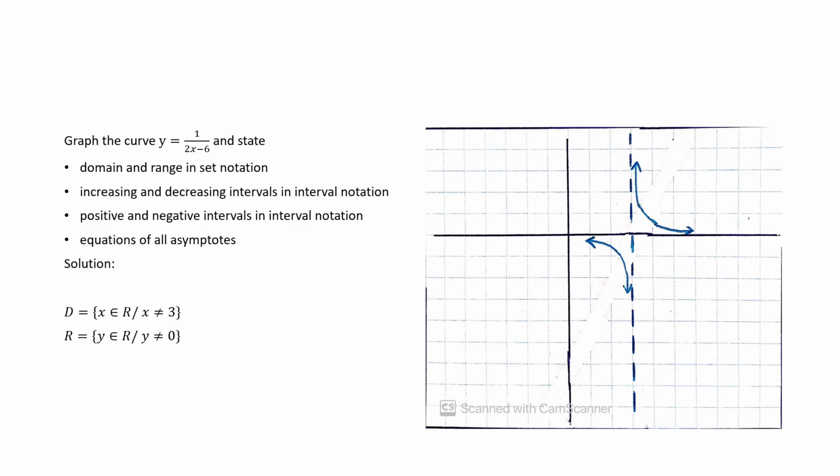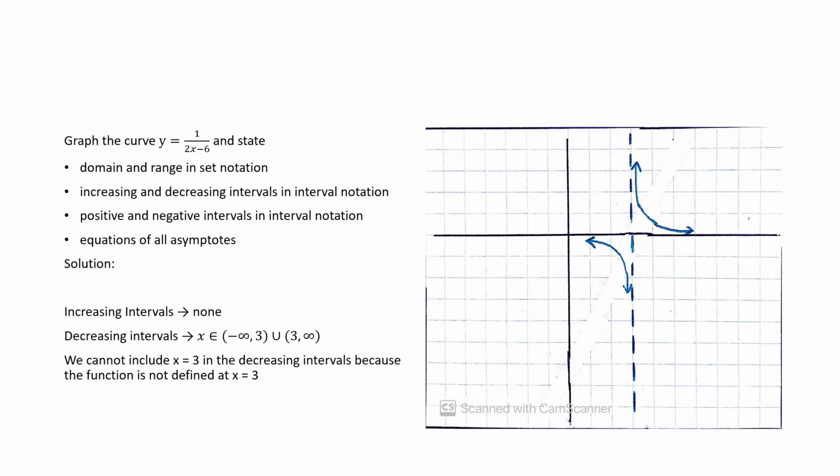Well, we see that the domain is equal to the set of all x element of the real such that x can't equal 3. The range is the set of all y element of the real such that y can't equal 0. Now, for our increasing intervals, we have none, but we do have a couple of decreasing intervals. Don't look at this arrow or this arrow and say that we have increasing intervals there. That's not how it works.